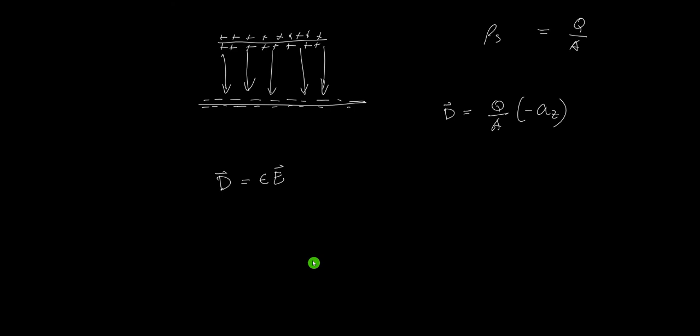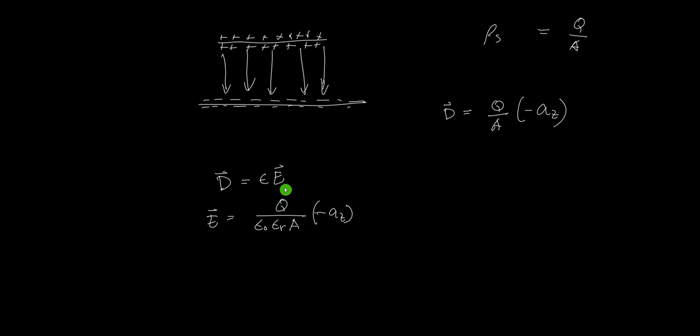Then if I solve for E now, I know that D is equal to this one, negative a_z. So E will be equal to Q all over epsilon, which is epsilon naught times epsilon r, times the area A. That's the area of the sheet of charge, the plate. Next, the direction will also be negative a_z. Negative a_z goes downward. So that is our E.